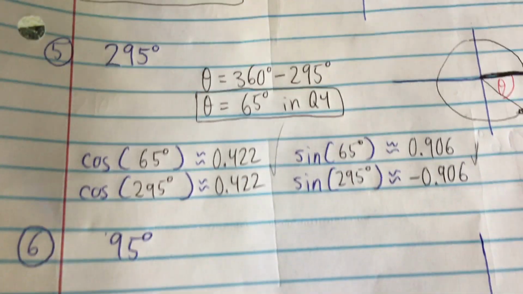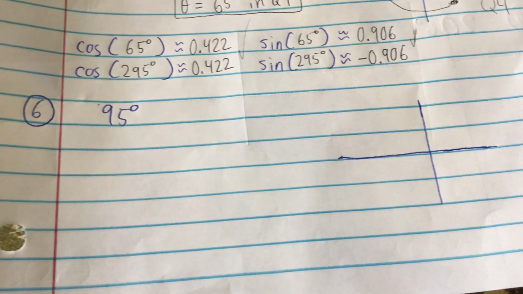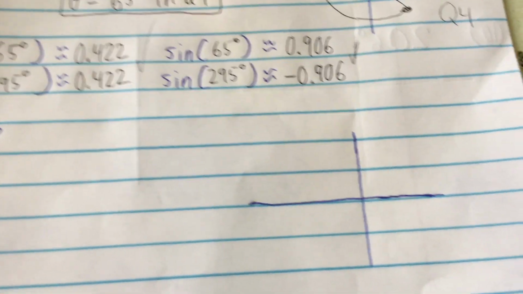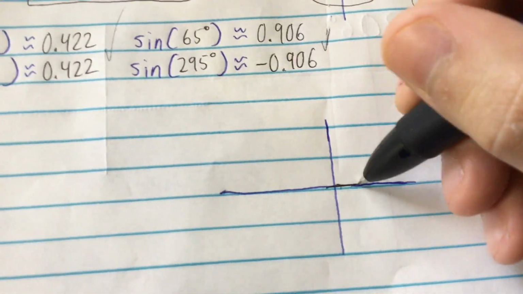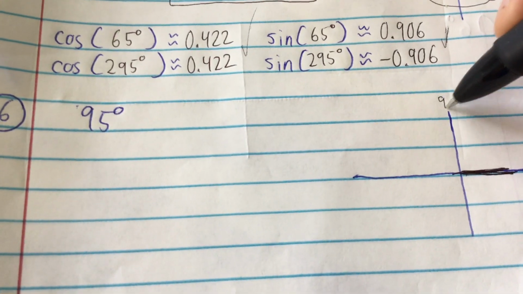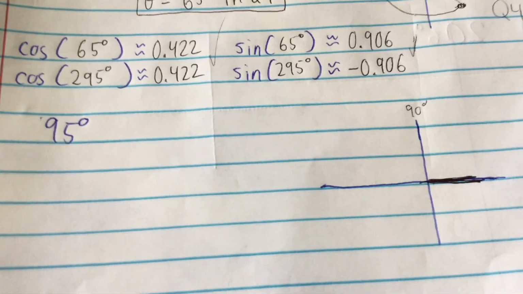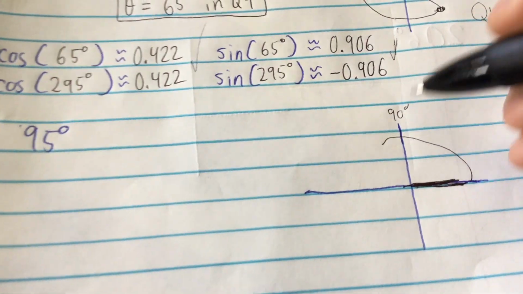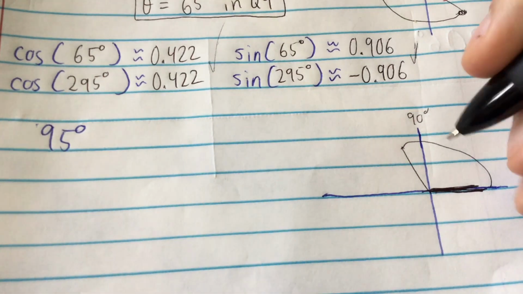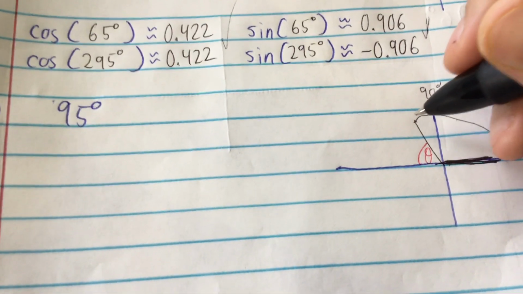So now, see if you can do number 6. Oh, I already said that. Well, look at 95 degrees. Here's 90. And then I have to sandwich it with the x-axis, so I'm technically in quadrant 2.